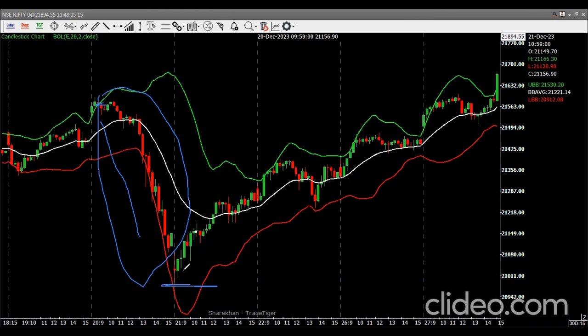And in advance it is showing you where to enter. Such an easy indicator, so easy to follow. But you need to master it. And how to master it? How will you know when to use this indicator?